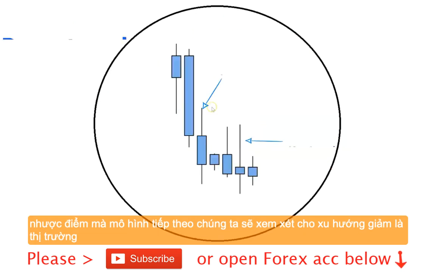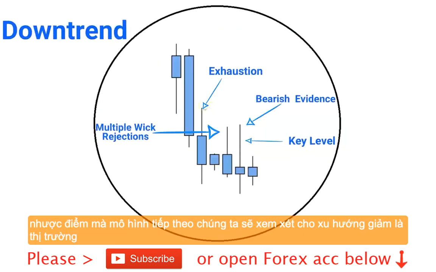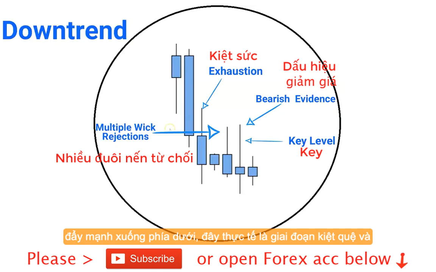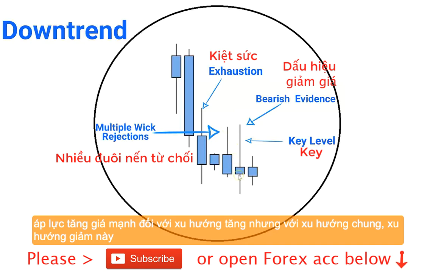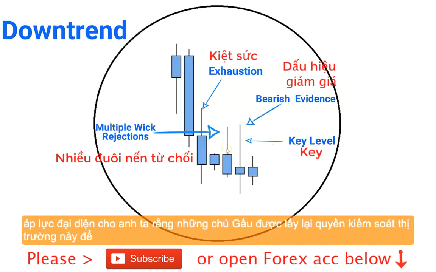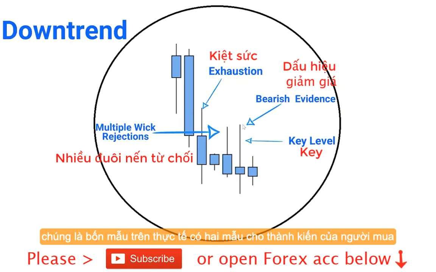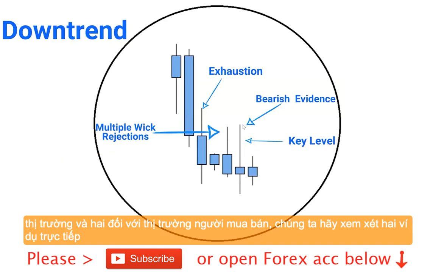and then you're looking for a strong wick and a candle to the downside. The next pattern we'll take a look at for a downtrend is the market pushing strong to the downside. This is in fact the exhaustion phase, and what you're looking at here now is multiple wick rejections indicating strong bullish pressure to the upside, but with the overall trend, this bearish pressure represents that the bears are taking back control of this market. So they're the 4 patterns. In fact, they're 2 patterns, 2 for a buy bias market and 2 for a sell bias market.